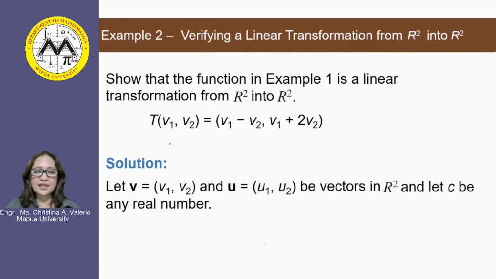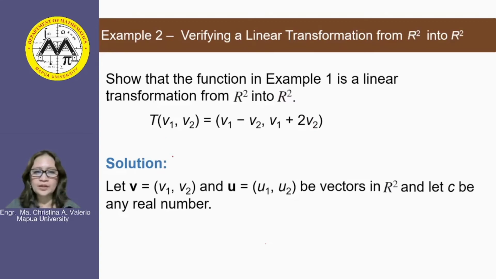Okay, let us have an example. In this example, we are asked to verify whether T is a linear transformation from R squared into R squared. Show that the function in example 1 is a linear transformation from R squared into R squared. So we will have the transformation of the vector v, whose components are v sub 1 and v sub 2, is the following: for the first component, v sub 1 minus v sub 2, and the second component being v sub 1 plus 2 times v sub 2.